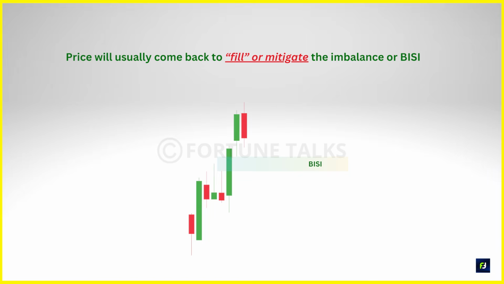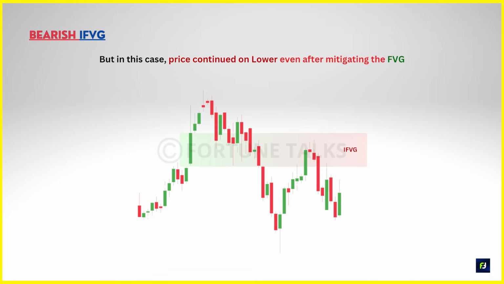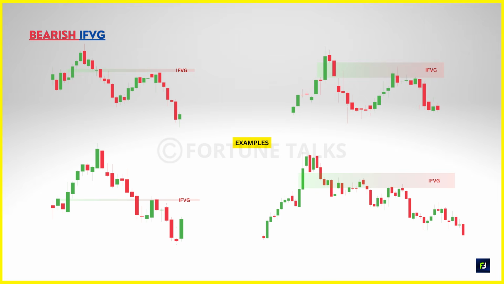Now, in most of the cases, the price might decrease in the future to balance this sell side inefficiency. But when it comes to these bearish IFVGs, the price declined even lower despite balancing out the inefficiency associated with the bullish fair value gaps. Now, this shows strong bearish intent in the market. Here are some more real chart examples of bearish IFVG and how it acts as resistance for prices.